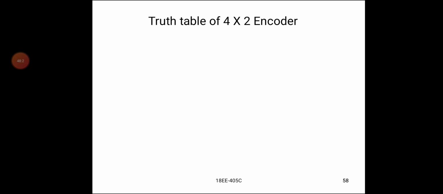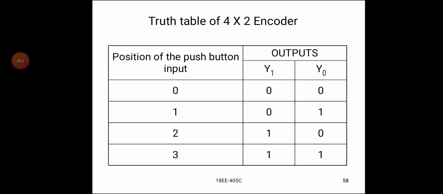Truth table of the 4 to 2 encoder. The position of the push button input 0, 1, 2, 3. Outputs are Y0, Y1. When push button 0 is pressed, the corresponding outputs are 0, 0. 1 means 0, 1. 2 means 1, 0. 3 is 1, 1.